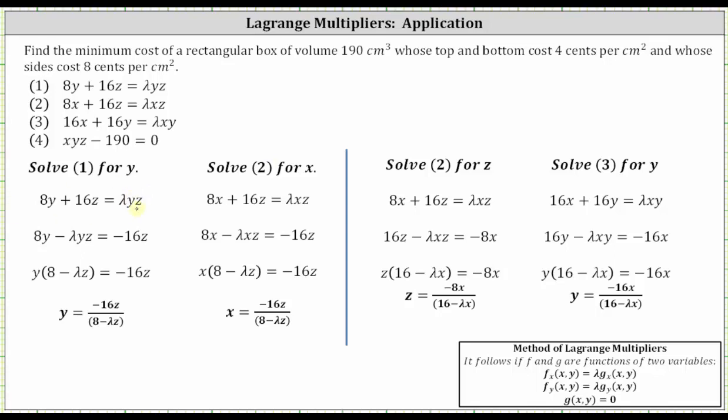So starting with equation 1, to solve for y, we need to have the terms with a factor of y on the same side. So we subtract lambda yz on both sides, and also subtract 16z on both sides. Then factor out y on the left, and then divide both sides by 8 minus lambda z, which gives us y equals negative 16z divided by the quantity 8 minus lambda z.